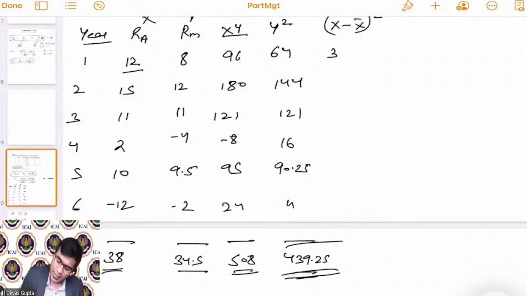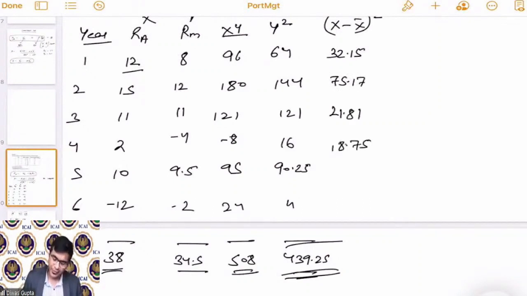So this comes as 32.15, 75.17, 21.81, 18.75, 13.47 and 335.99. So the total here is 497.34.